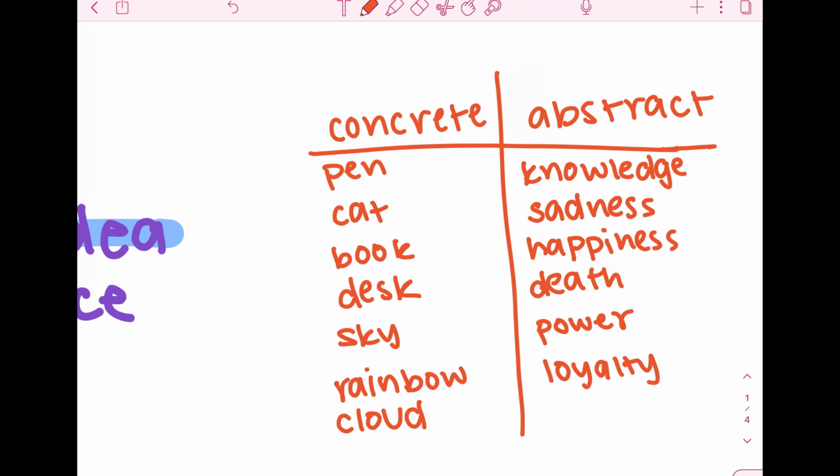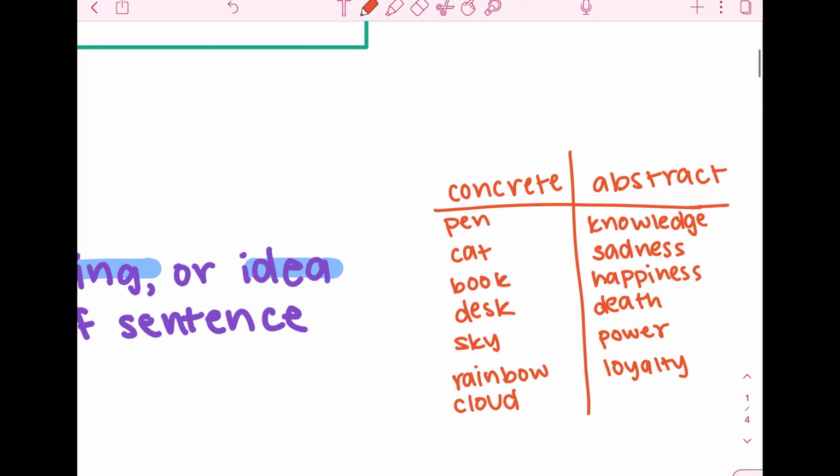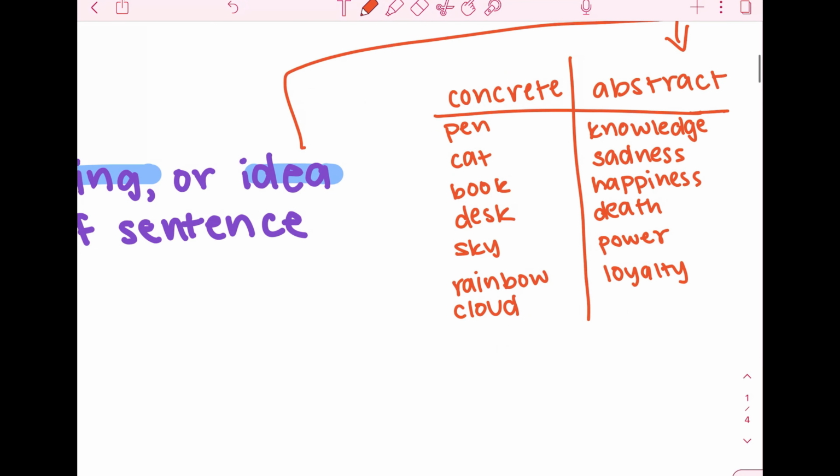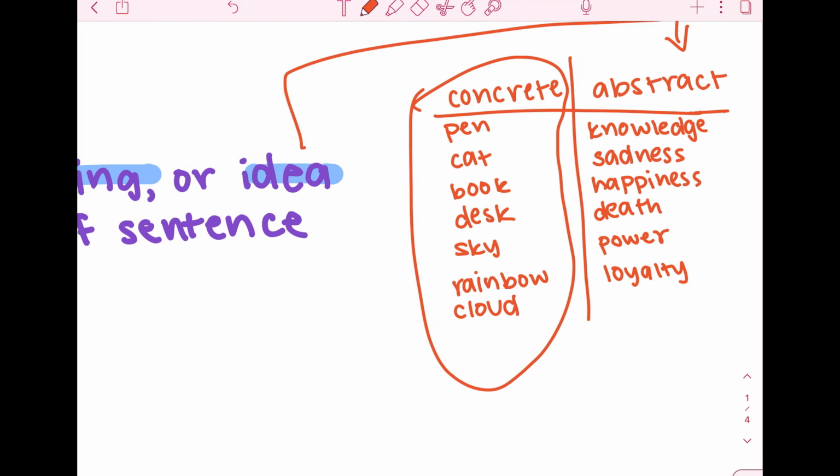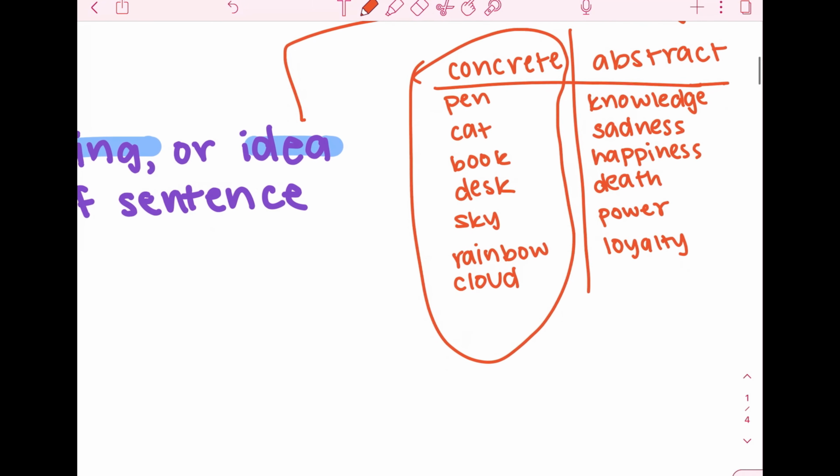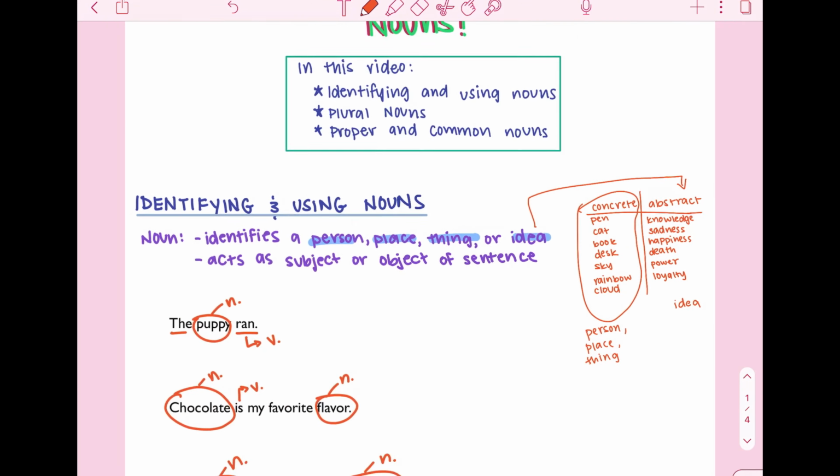So those are just some examples of how a noun can be an idea. So remember, an idea is going to point to an abstract noun, whereas concrete is going to be every other noun. So person, place, thing, or idea. So let me just list that here. Person, place, thing. And then our idea is going to fall under this category of abstract nouns.